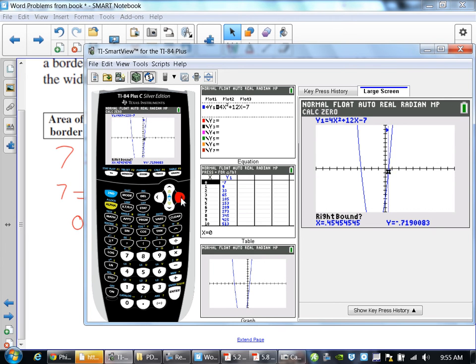What was it? Point 4, 5, 5, 4, 5. I don't remember exactly, but we should wind up at 0.5. So what should my width be? Mine's done. Half an inch.